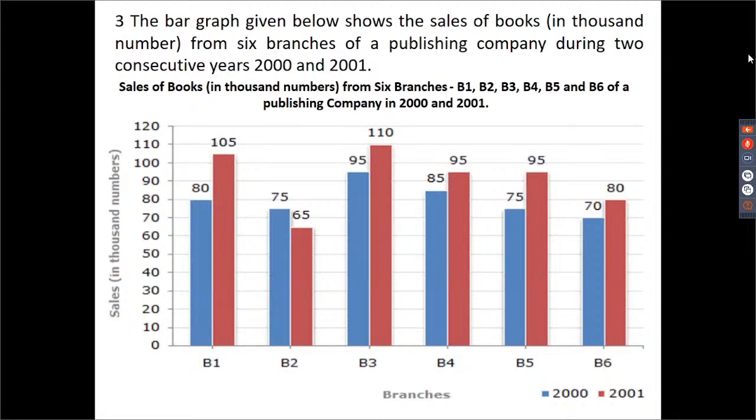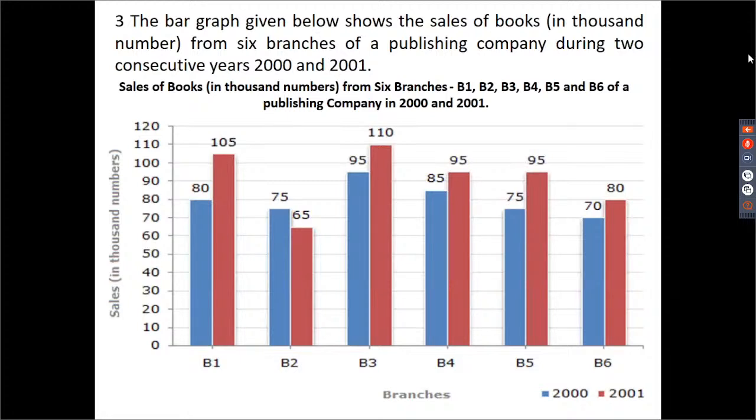So here, what is the first question? The following bar graph shows that for branch B1, blue color represents 2000 and red color represents 2001. The sales of branch B1 in 2000 is 80 thousand. In 2001, the sales of branch B1 is 105. B2 is 75 and B2 in 2001 is 65, like that. So there is no problem with zeros because all are thousands only.